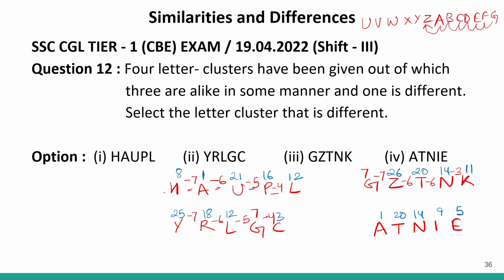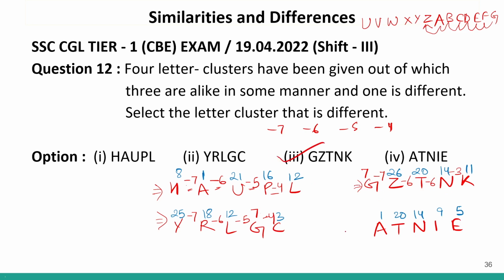So, if I look at these two terms, this one follows the same logic of minus 7, minus 6, minus 5 and minus 4. And this one also follows the same logic of minus 7, minus 6, minus 5, minus 4. So these two terms follow the same logic. This is the one that is different. So, my answer will be G, Z, T, N, K.